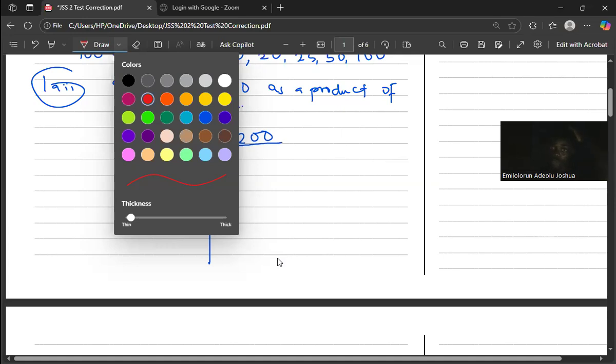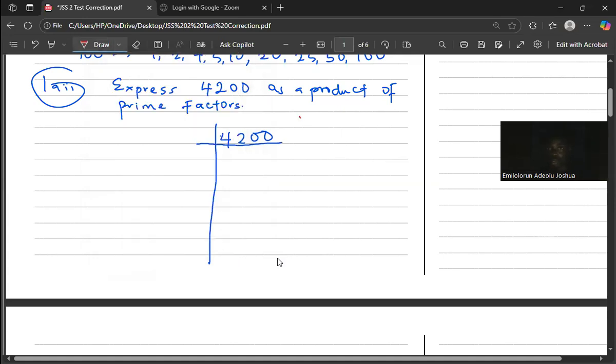So now you will have to write out prime numbers. So what are prime numbers, Oluwalonimi? Prime numbers are numbers that can be divided by 2. No, that's wrong. That's even numbers. You just explained even numbers.